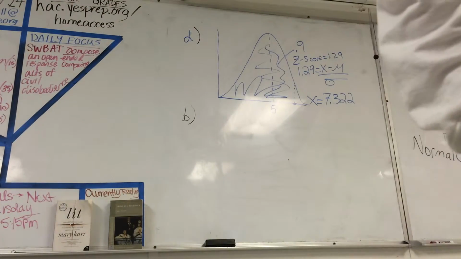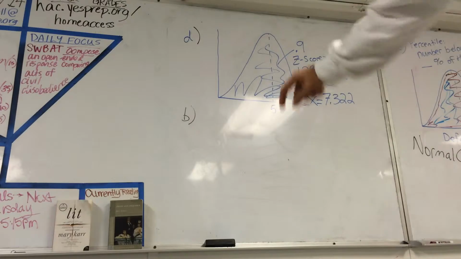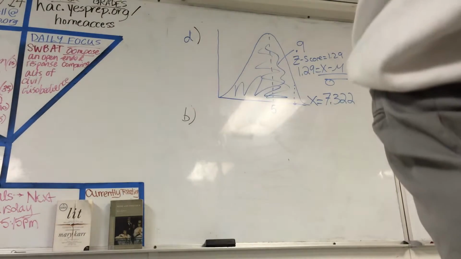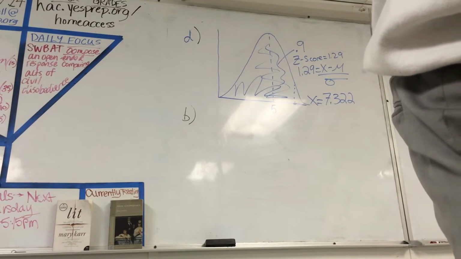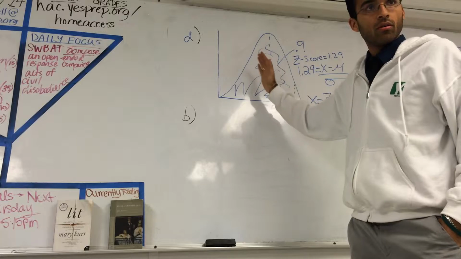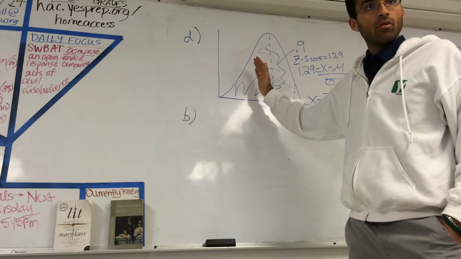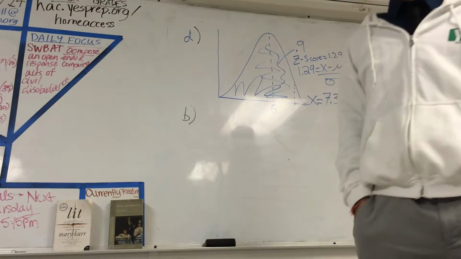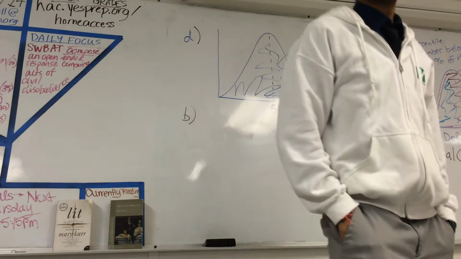So how did you get the 9 if it's at the 8? Because I want to know where is the number where 0.9 is below. So I need to find 0.9. But it says the top 10%. Right, so that means 90% is below. Because you will be subtracting 1 minus 0.1, which gives you 90. And that's what you're looking for.